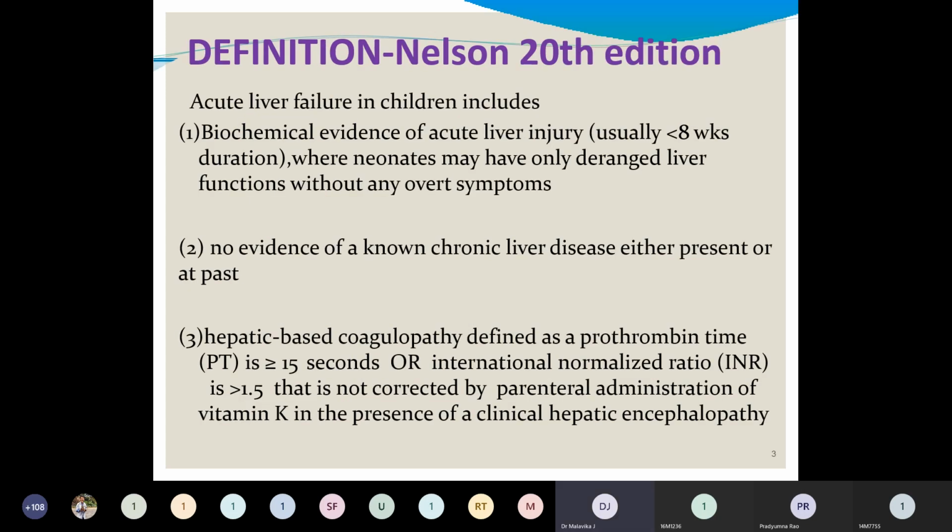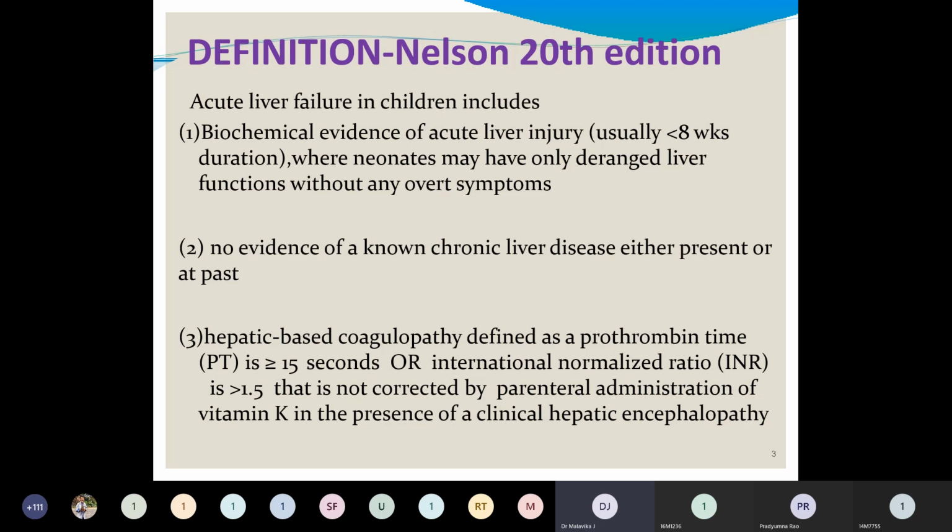So coming to the definition, according to Nelson's 20th edition, acute liver failure in children includes biochemical evidence of acute liver injury, usually of less than 8 weeks duration, where neonates may have only deranged liver functions without any overt symptoms. So less than 8 weeks of evidence of acute liver injury should be noticed in the biochemical parameters. That is one of the components. Next is no evidence of a known chronic liver disease, either present or in the past.